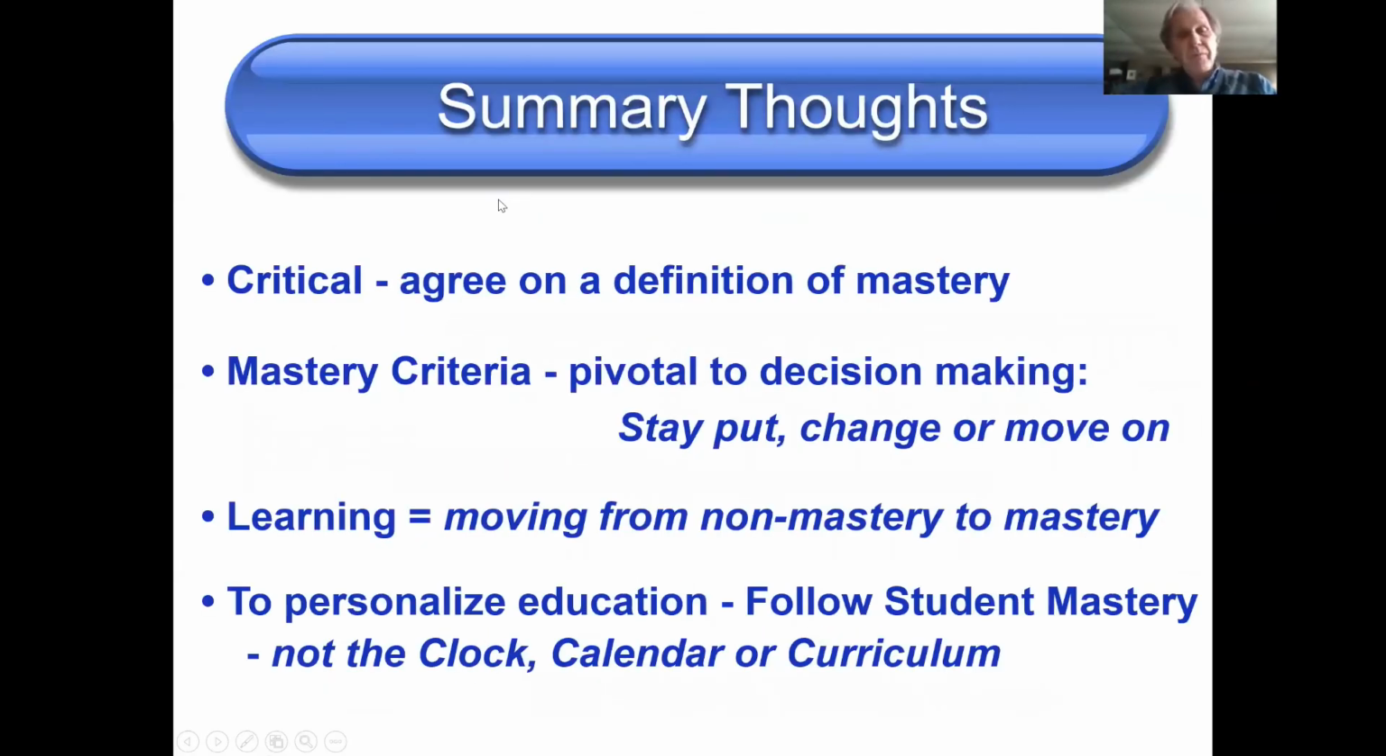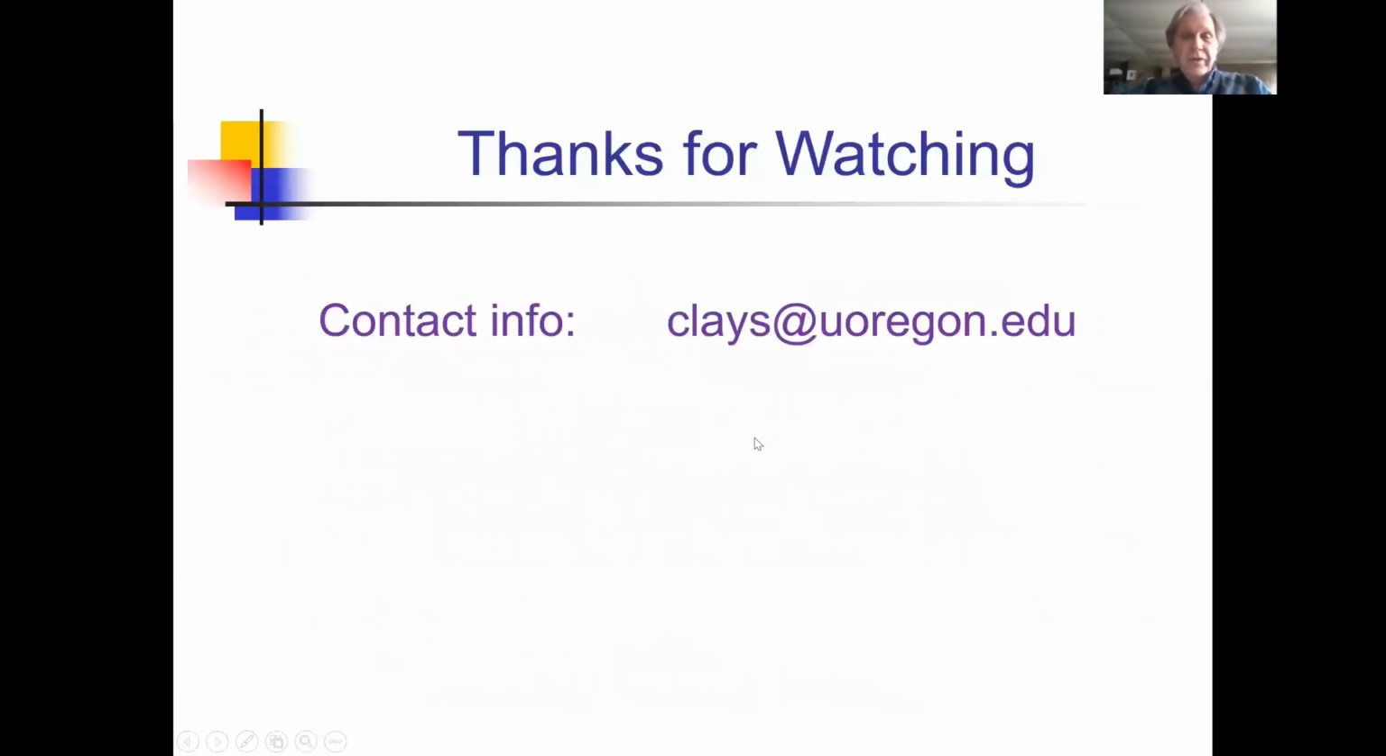So here are a few summary thoughts. It's pretty critical that we agree on a definition of mastery in our profession of education. Mastery criteria are pivotal to decision making, to stay put, to change, or to move on. And learning basically is moving from mastery to non-mastery to mastery. So if we hope to personalize education, we need to follow student mastery, not the clock, not the calendar, or the curriculum. So thank you for watching.